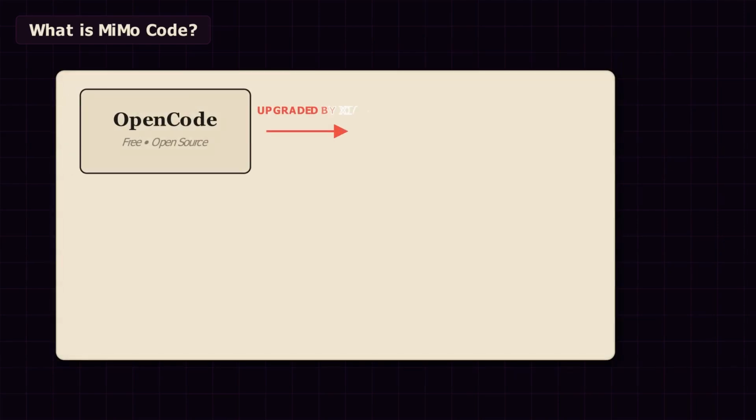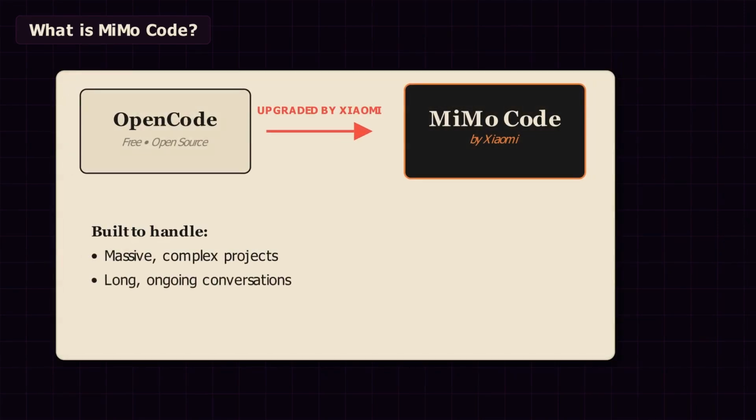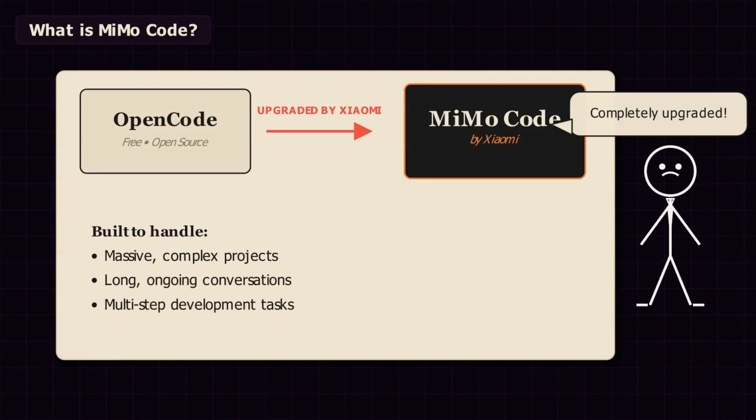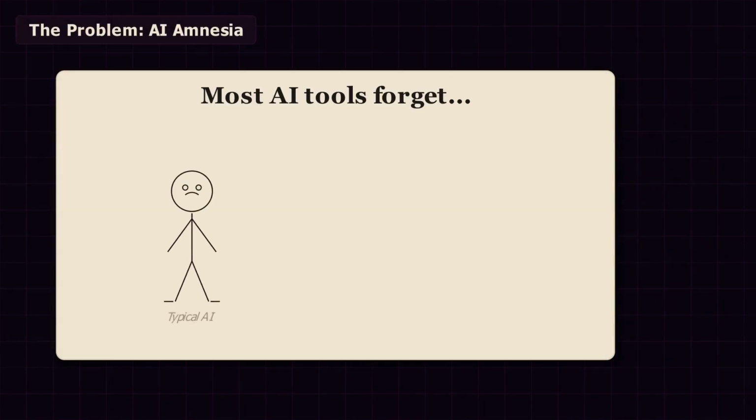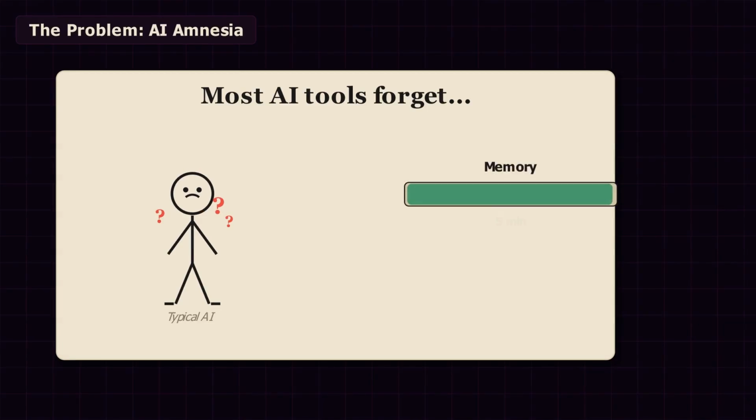Xiaomi just took OpenCode and made it a better AI agent called MiMo Code. MiMo Code is a brand new AI agent, and Xiaomi has completely upgraded it to handle massive and complicated projects. So what makes it actually better?